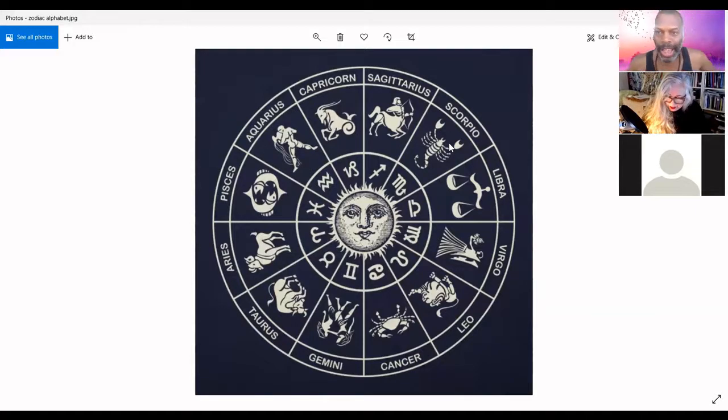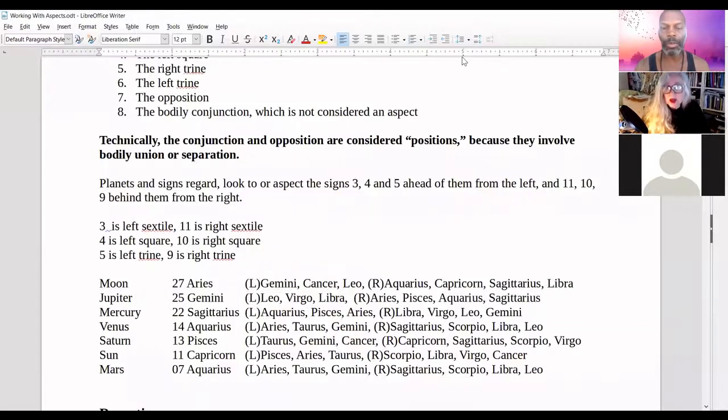So what you're going to do now that you know, I'm going to go back to my sheet. And once again, does anybody need me to repeat, or have any questions? Look at what I've done. My moon is at 27 degrees of Aries, which means that my moon aspects the signs of Gemini, Cancer, and Leo, and Aquarius, Capricorn, Sagittarius, and Libra. So if I have any planets in these signs, then I have a potential aspect between them.